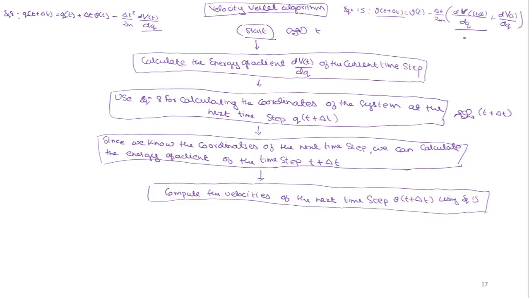So since we have the new coordinate, we can compute the velocities using this equation. Why? Because we already know the velocity of the previous time step and the energy gradient of the previous time step, and since we have the structure of the next time step, we can also compute the energy gradient of that particular configuration or conformation of your protein. Hence, since we have all the terms and expressions, you can easily calculate the velocities.